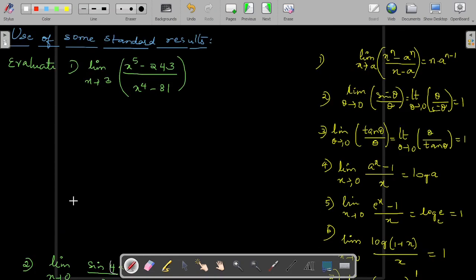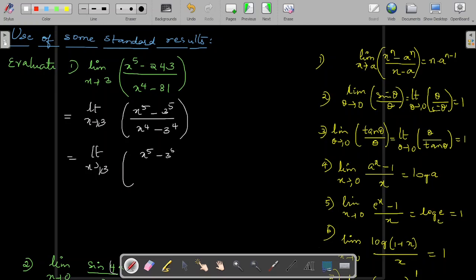Now let us solve a few problems. I am going to apply the first formula for this, because x tends to 3. Here you have x power 5 minus 3 to the power 5, divided by x power 4 minus 3 to the power 4. When you want to apply this first formula, you should have x minus a in the denominator. Here the value of a is 3. Therefore, x minus 3 should be in the denominator. What I'll do is rewrite this as x to the power 5 minus 3 to the power 5 by x minus 3, whole divided by x power 4 minus 3 to the power 4 by x minus 3, so that this x minus 3 cancels and you get the same thing back.